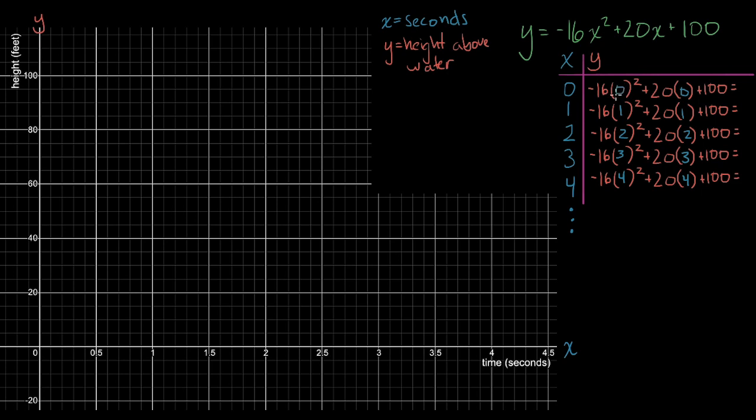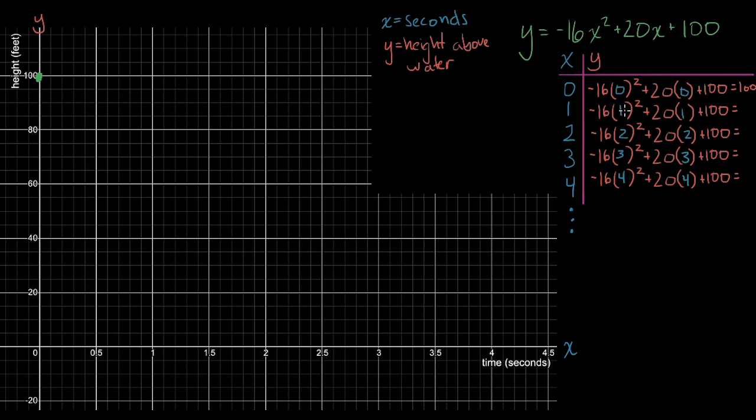So negative 16 times 0 squared. 0 squared is just 0, so negative 16 times 0 is 0. 20 times 0 is also 0, so the only term I have here that's not 0 is 100, so that's what I'm left with. So when x is 0, y is 100. That's my first ordered pair, and I'll plot that here. X is 0, y is 100. It's that point right there. This is where the diver starts. So at 0 seconds, right as the diver jumps, the diver is 100 feet above the water. It's a tall dive.